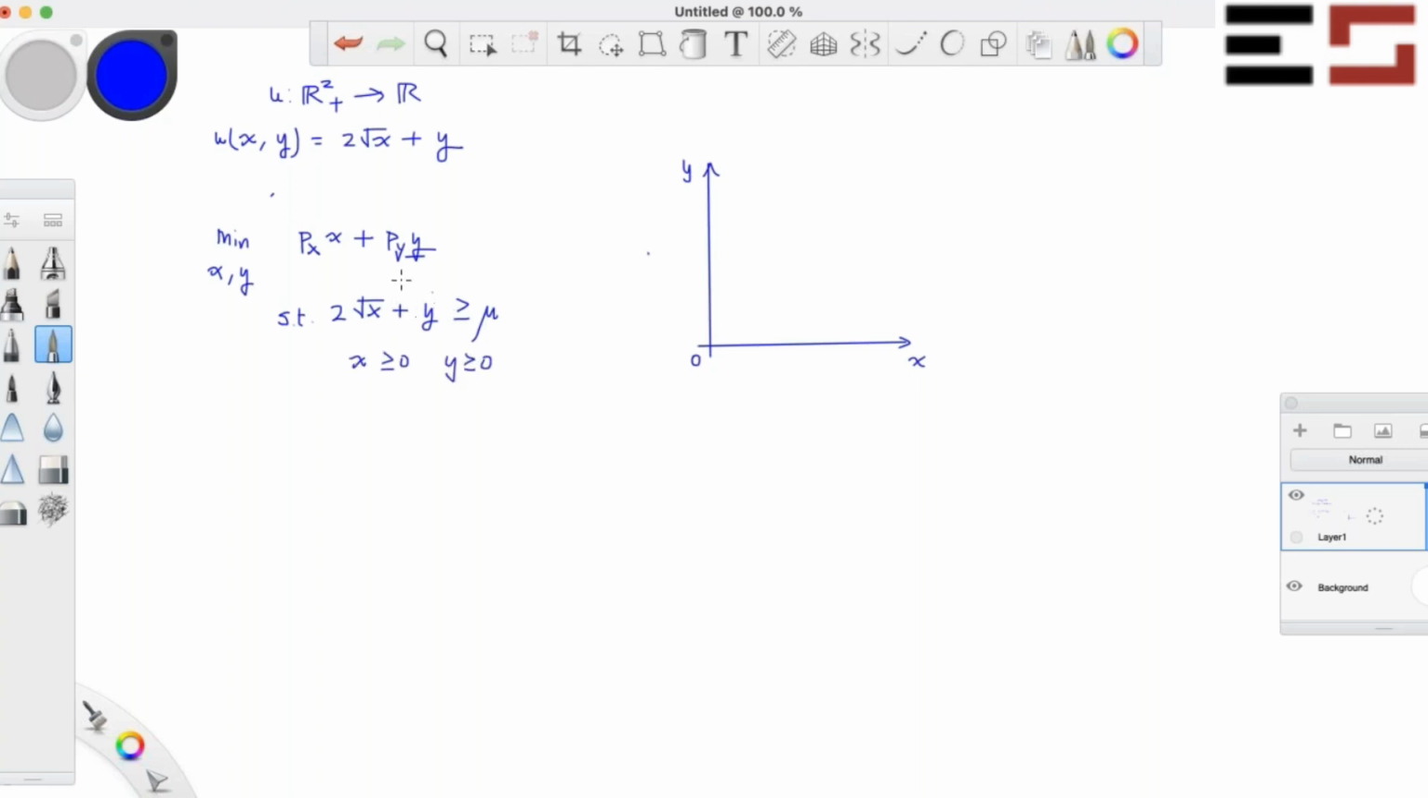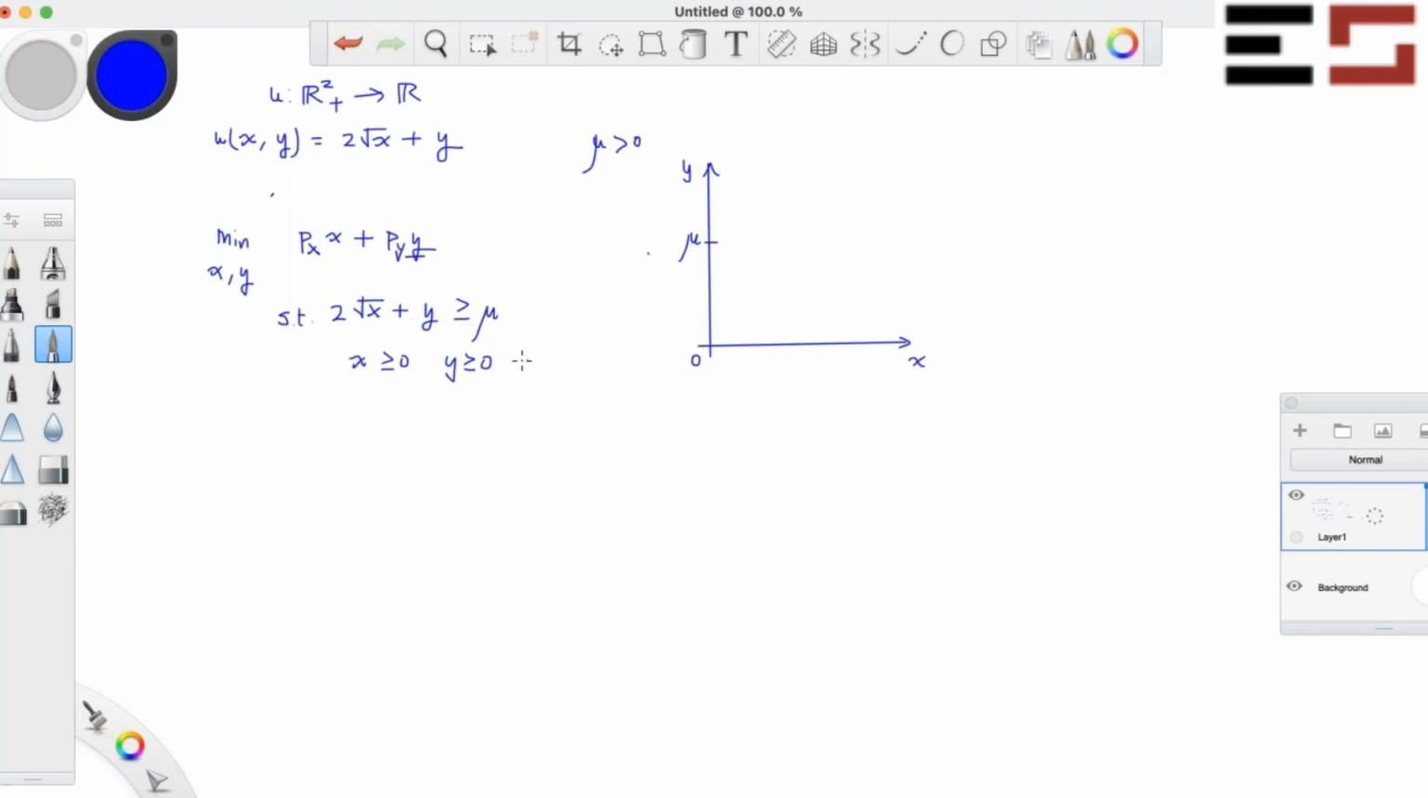So what is the constraint set? Well, it is the set of all xy pairs which satisfy this inequality. Okay, let's take mu to be positive, because if mu is 0 or negative, then the optimal choice is 0, 0. I mean, it's a trivial problem. If mu is positive, then the problem becomes interesting. And basically, this is your level curve, that you want to get.